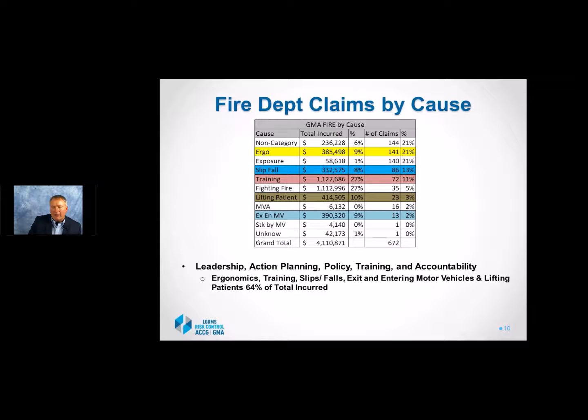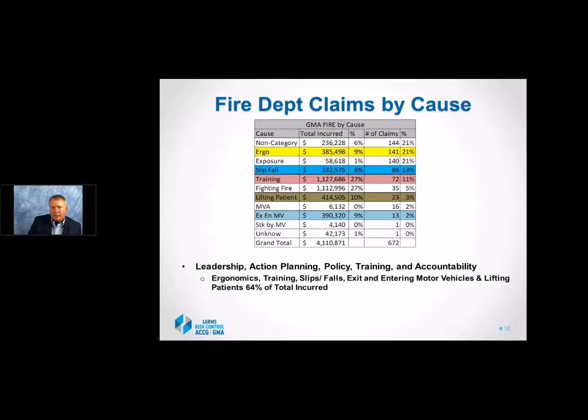Ergo is ergonomic claims. That's pushing, pulling, lifting, things to that effect. Exposure, those would be claims in regards to getting exposed to blood or exposed to some chemical or exposed to heat to some extent. Slips and falls, those would include all different types of issues related to that.